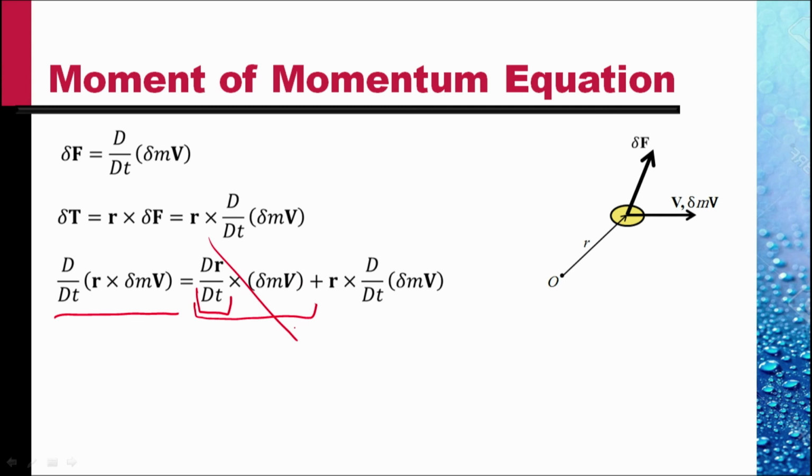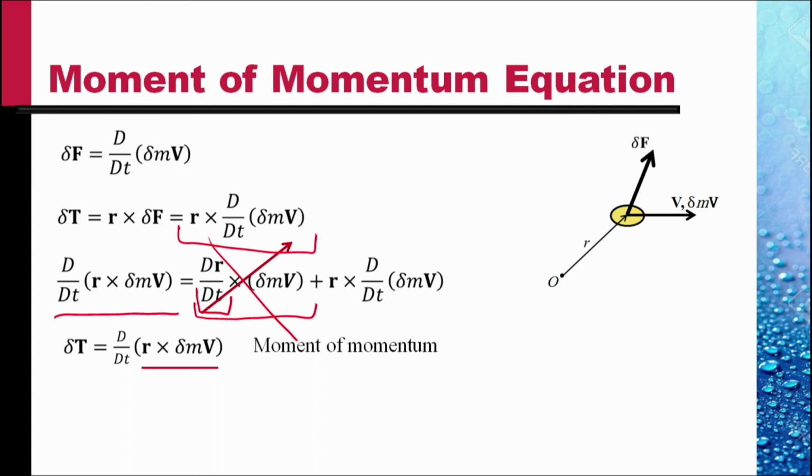So r cross dt by d by dt of delta m v can be replaced by d by dt of r cross delta m v. And if we do this, we get delta t is equal to d by dt of r cross delta m v. This is the moment of momentum. R cross delta m v is the moment of momentum.